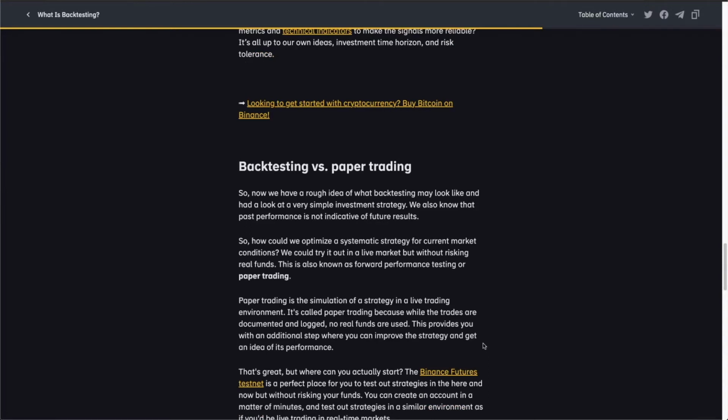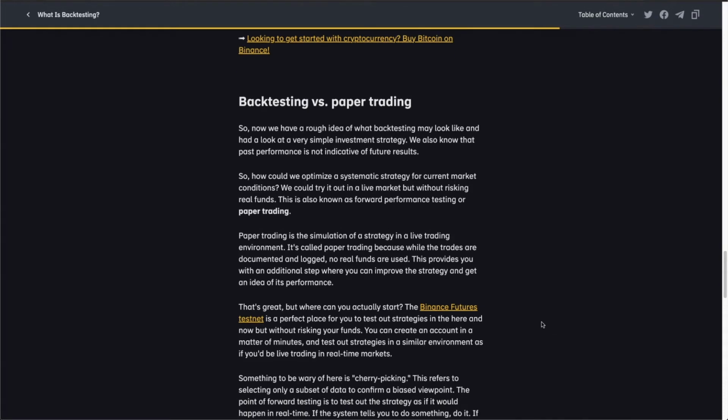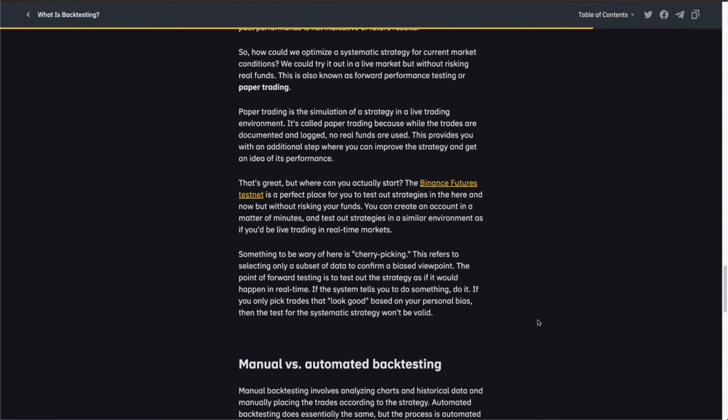Now, this provides you with an additional step where you can improve the strategy and get an idea of its performance. Now, that's great, but where can you actually start? Well, there's a few different places you can go. You can do paper trading on the Bybit testnet. There's also the Binance Futures testnet, and there are a few others out there that you can use as well. But they all work, and they all will help you develop your strategy and help you with proving its viability. Now, you can create an account with Binance Futures in a matter of minutes, the same with Bybit.